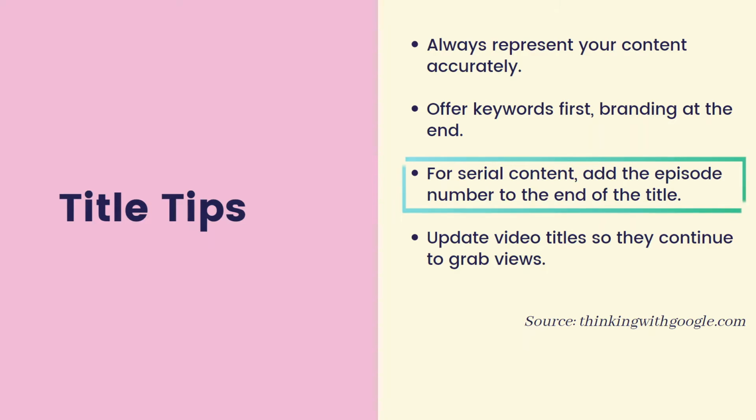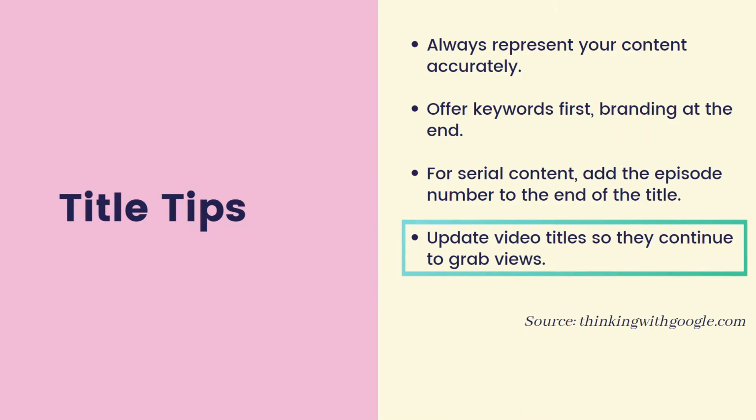For serial content, add an episode number. For example, if you're doing a series, you could say part 1, part 2, part 3, or episode 1, episode 2. If you're in Kenya, I'm sure you see what Betty Chalo does on her channel. She is able to brand every episode with a number, so it is easy for somebody to follow up on or catch up with the episodes as she releases them.